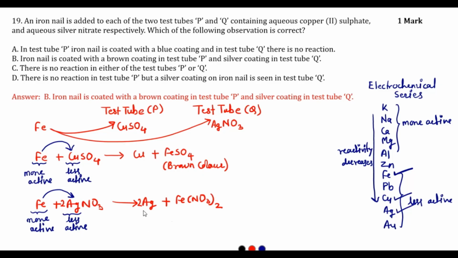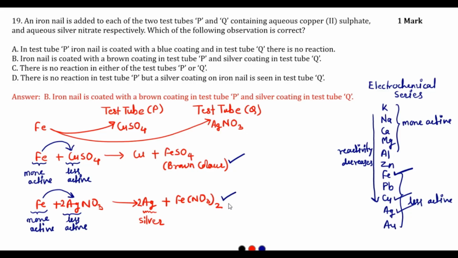So here we will get silver separate. You can see here, we are getting silver separate. So whatever nail is present in this Q test tube, the nail will get coated with silver coating. So in P test tube, it is getting coated with brown color, and in Q test tube, it is going to coat with silver coating.